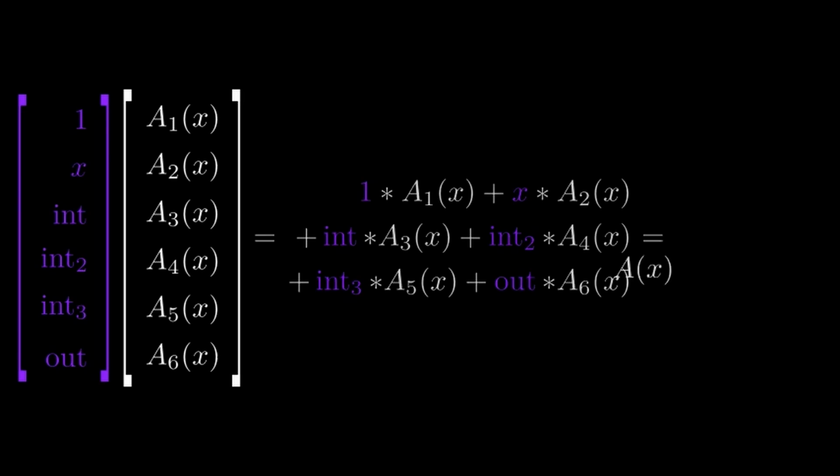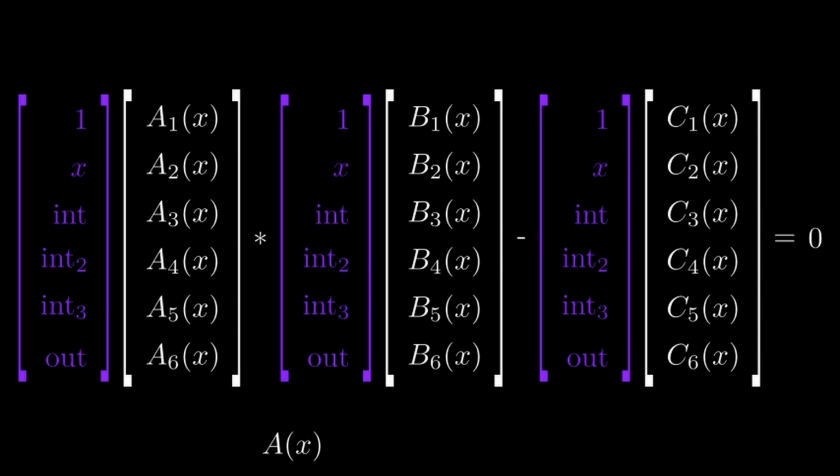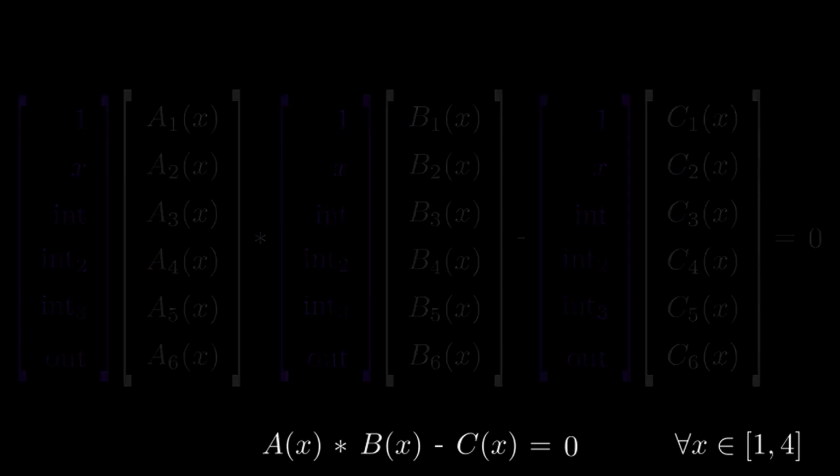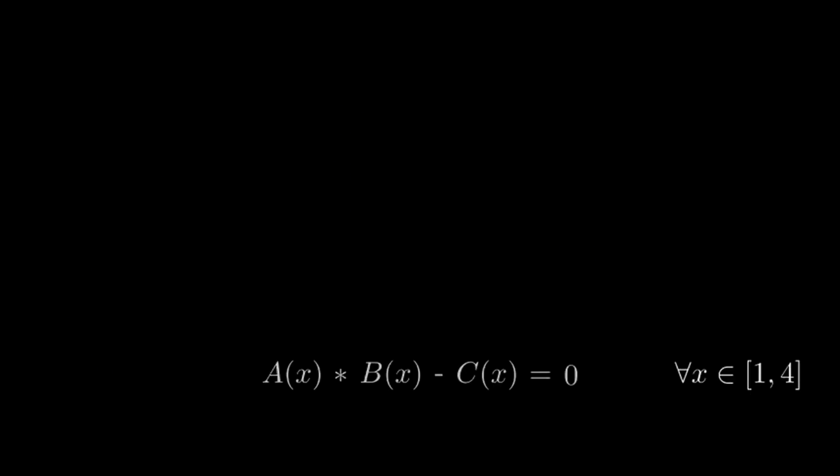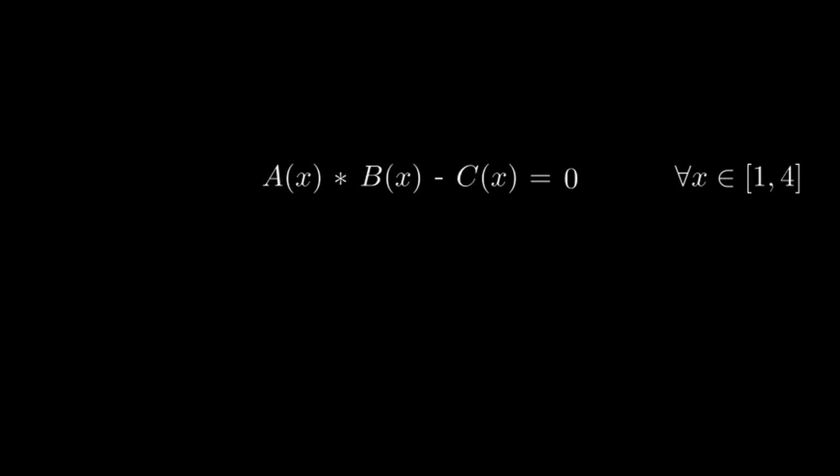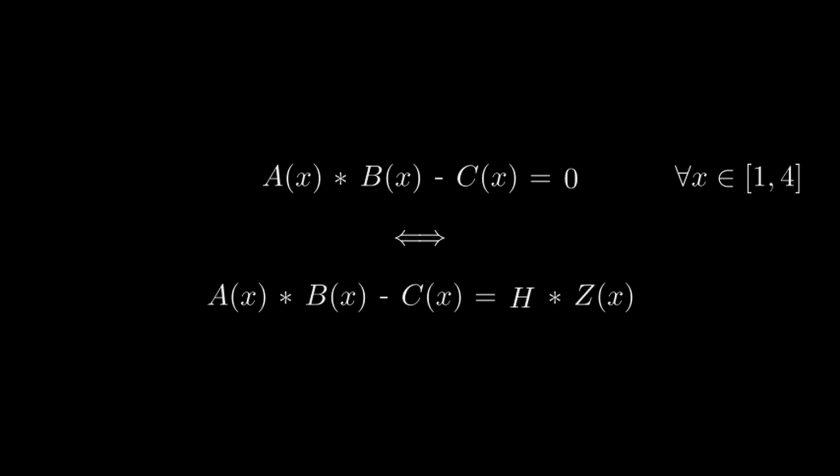So we can do this with the other constraints as well and get back a of x multiplied by b of x minus c of x equals 0. But more specifically, it equals 0 for all x in 1 to 4. So if x is 1, 2, 3, or 4. Now comes an important claim. We say this is true if and only if a of x multiplied by b of x minus c of x equals h multiplied by z of x.